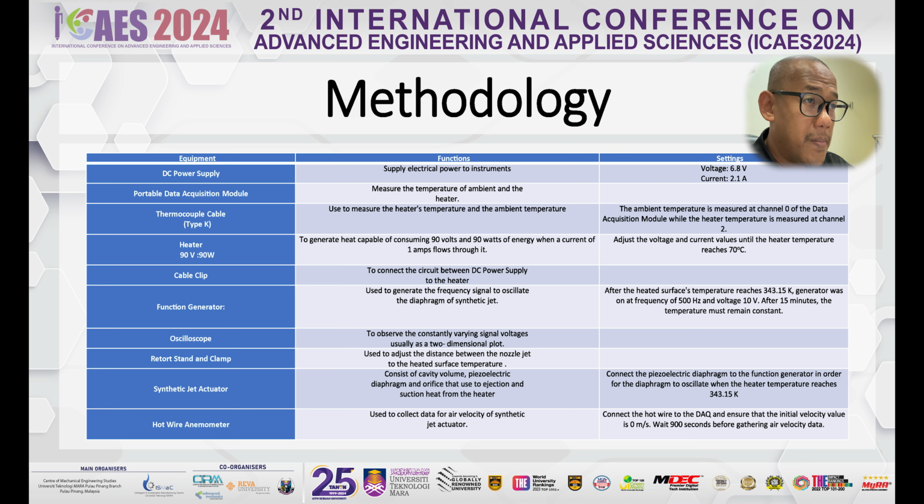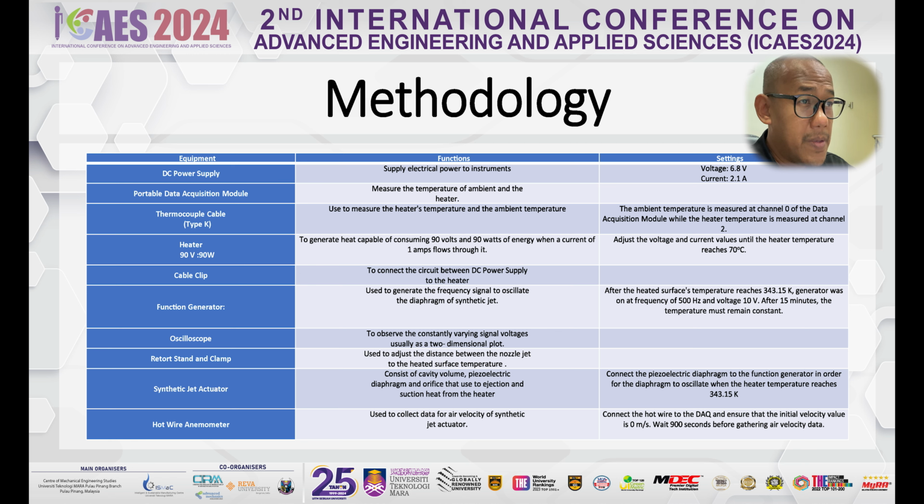The experiment commenced with the activation of the power source, which initiated the heating process. The temperature changes were monitored in real time on a computer screen using the data logger application, which was also connected to the data acquisition module, DAM. To achieve and maintain a temperature of 70 degrees Celsius, the voltage was adjusted to 3.5 volts and the current to 0.85 ampere.